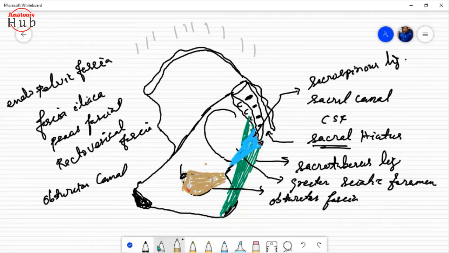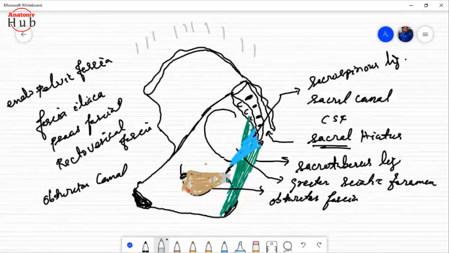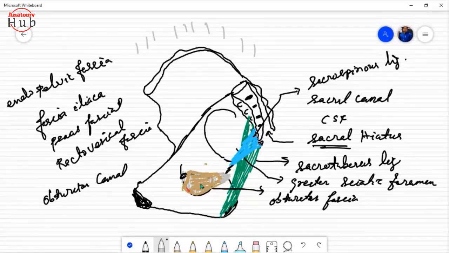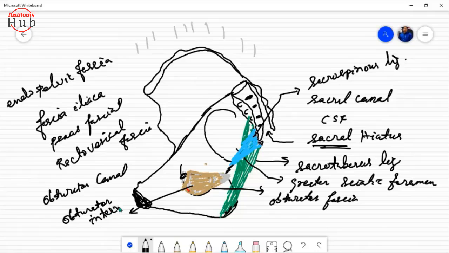And here is the tendinous part of this muscle that is going towards the lower limb by bending sharply 90 degrees over here. Okay, so here you can see this is the tendon of this muscle. What is this muscle? This muscle is known as your obturator internus muscle. It is arising from the inner surface. That's why it is known as your internus. Okay, this is your obturator internus muscle.